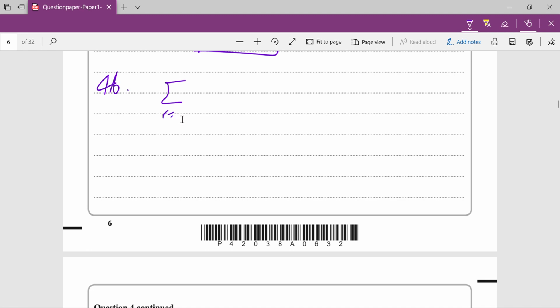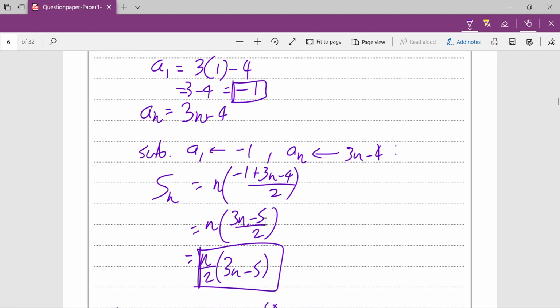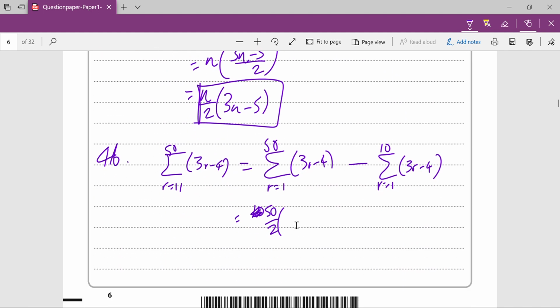So the sum from r is 11 to 50 of 3r minus 4 is equal to the sum from r is 1 to 50 of 3r minus 4. And from this is subtracted the sum of r is 1 to 10 of 3r minus 4. And we can evaluate this using the formula we already have. So this is equal to 50 over 2 multiplied by 3n minus 5. So 3 times 50, 150 minus 5, 145.